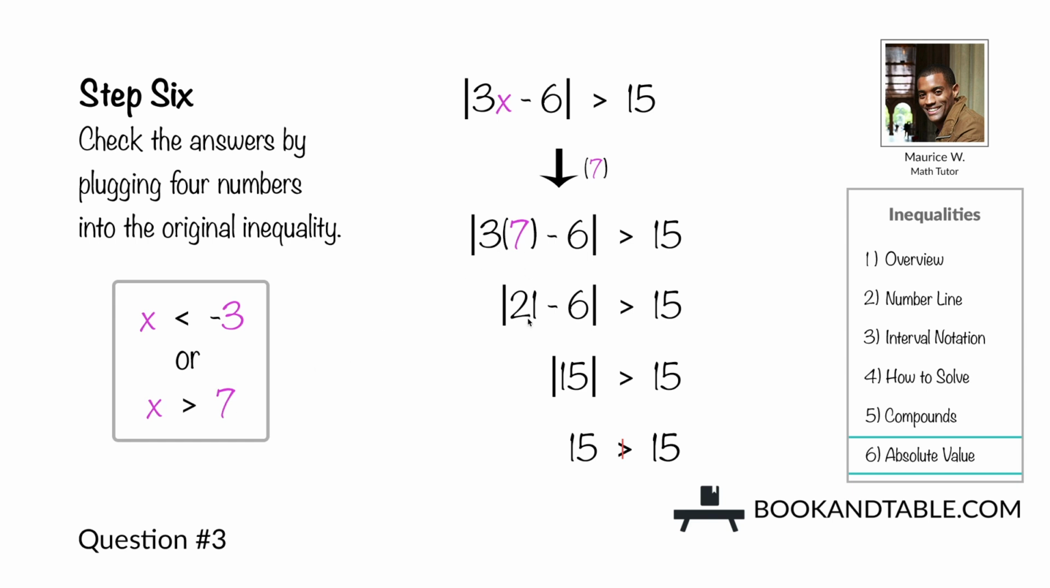3 times 7 is 21. 21 minus 6 is 15. And the absolute value of 15 is 15, giving us the false statement 15 is greater than 15. And when we plug in 8 for x, we get 3 times 8, which is 24. 24 minus 6 is 18. And the absolute value of 18 is 18, giving us the true statement 18 is greater than 15. So by plugging in 7 and 8, we see that this interval is correct. So the answer to question number 3 is x is less than negative 3, or x is greater than 7.